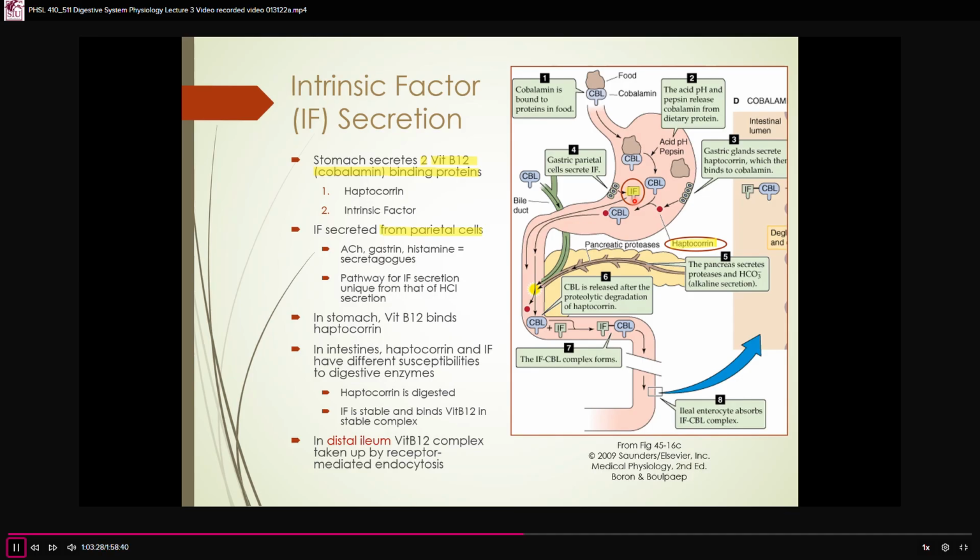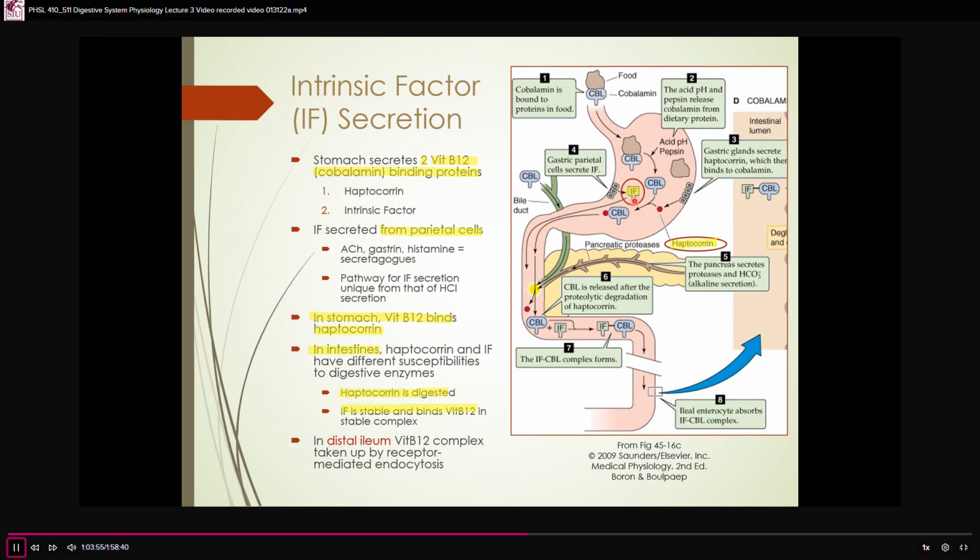After the contents of the stomach move into the small intestine, there's a pH change in the environment. It goes from being highly acidic to being a more near neutral lumen environment. And that changes the conformation of the intrinsic factor and gives it a heightened affinity for the cobalamin. And also, intrinsic factor is resistant to the digestive effects of all the digestive protease enzymes that are present in the lumen of the small intestine.